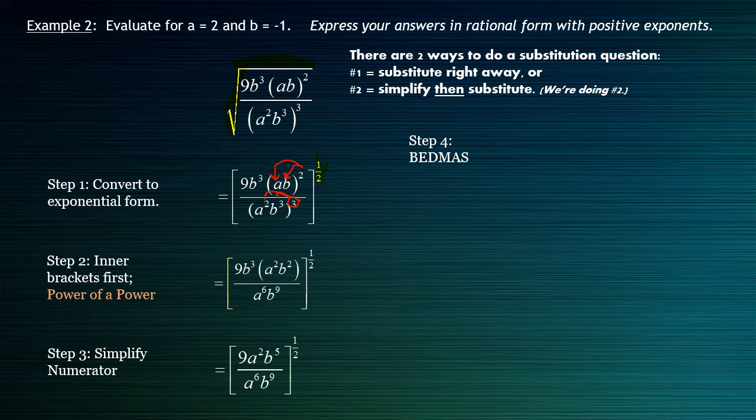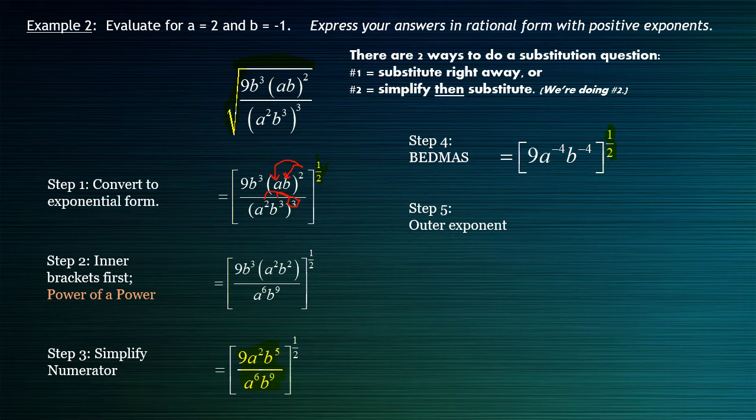Step 4 is BEDMAS. That means we're following the order of operations. The order of operations is I have to do what's inside the bracket first down here. I'm highlighting it. Inside the bracket first, I have to take care of all this stuff before I can deal with the power of 1/2. So using my exponent laws, it simplifies nicely here. Now I can finally take care of this piece.